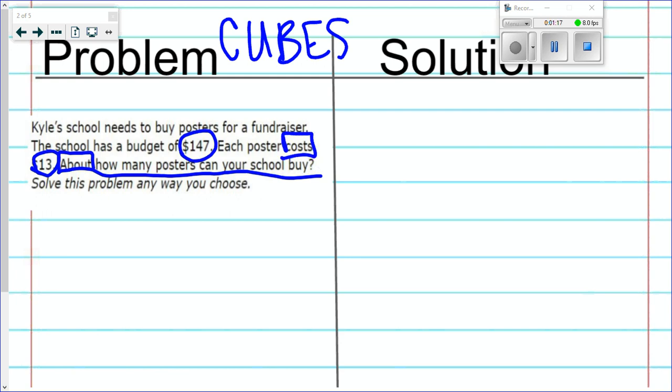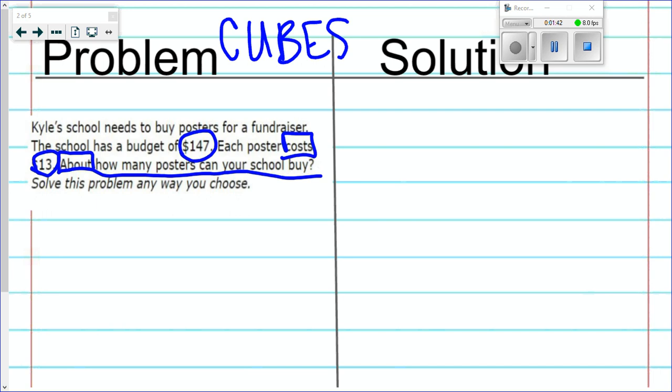And then we need to evaluate and visualize this so we can really understand it. So what I do when I do that is I put myself into the story problem. I need to buy poster supplies for a fundraiser. The school has a budget of $147 and each poster will cost $13 to make. About how many posters will I be able to buy for my school?